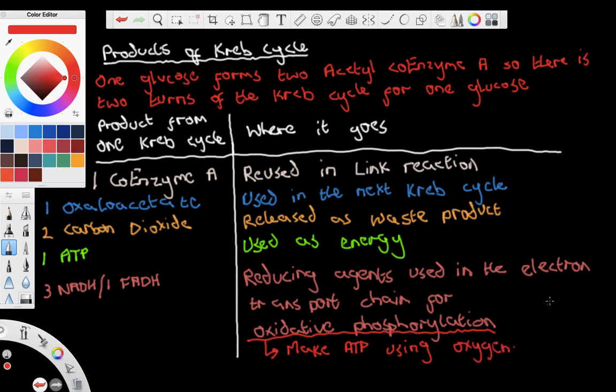So the Krebs cycle forms one coenzyme A, one oxaloacetate, two carbon dioxides, one ATP, three NADH and one FADH. The coenzyme A is reused in the link reaction. Oxaloacetate is used in the Krebs cycle again. Carbon dioxide is released as a waste product. The ATP formed is used as energy, and the FADH and NADH are fed into the electron transport chain, where they're used to make ATP using oxygen. Now remember, this is for one Krebs cycle. For every glucose, you would have two of this. Keep that in mind when you're asked to work out the number of products formed in a reaction.